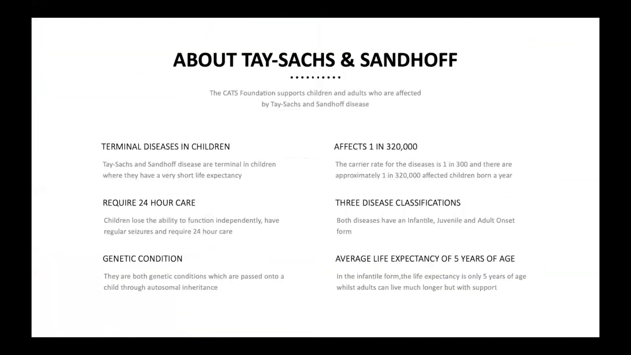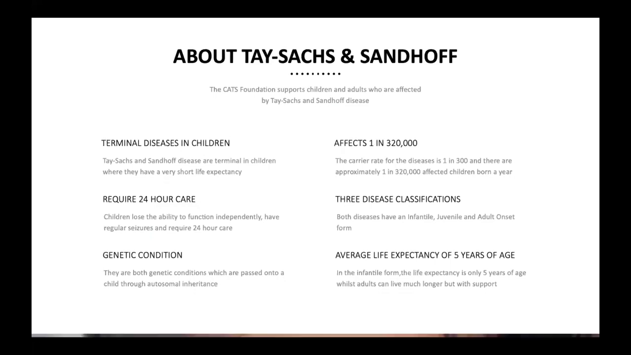In terms of data collection, again, it's quite important to understand what we're about. We're a small community with an incidence rate of about 1 in 320,000 people diagnosed each year in the UK. That's between 3 to 6 people a year. It's a terminal illness where people lose the ability to function independently and end up requiring 24-hour care. An average life expectancy is around 5 years of age. So it's a very cruel disease when it affects children and adults as well.